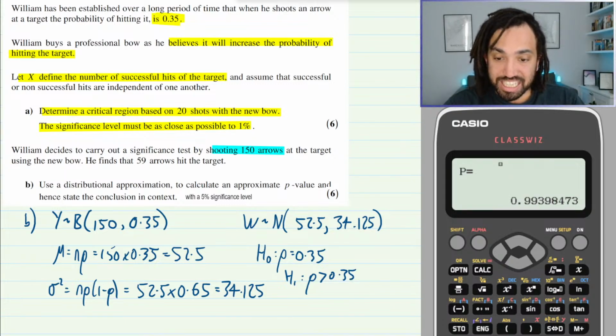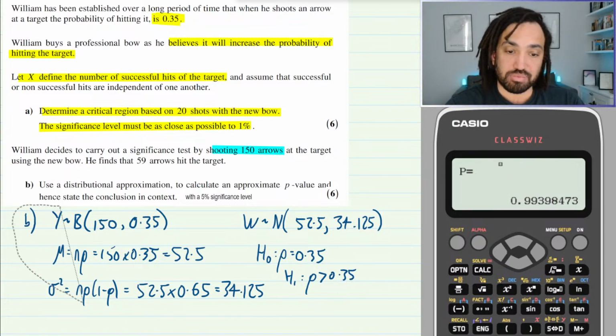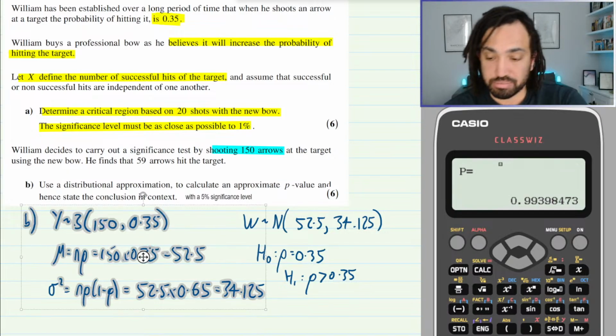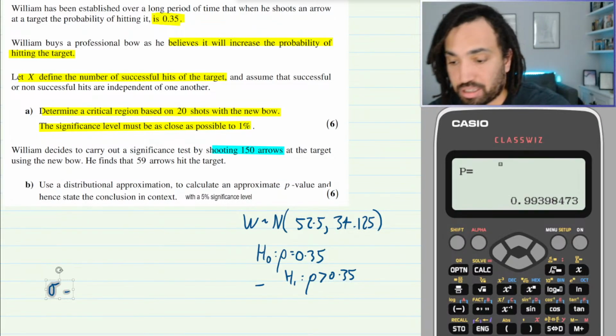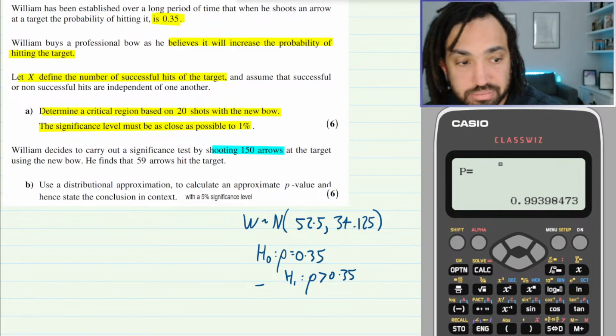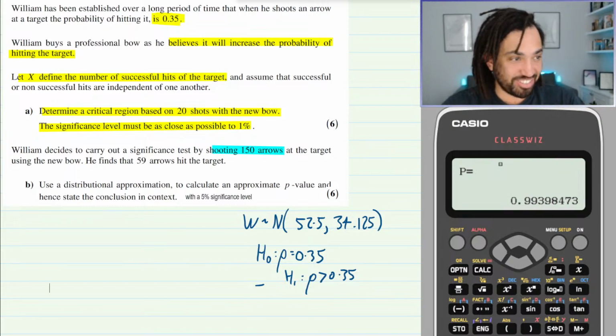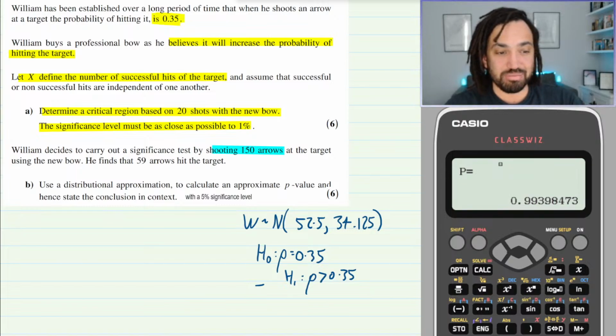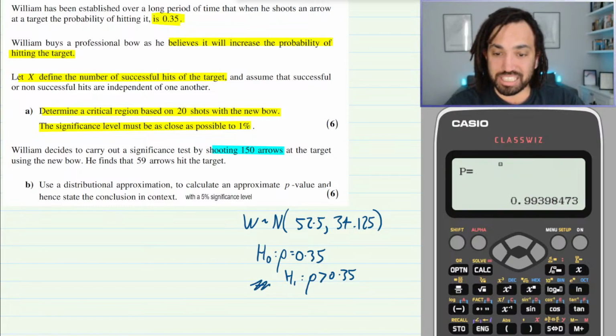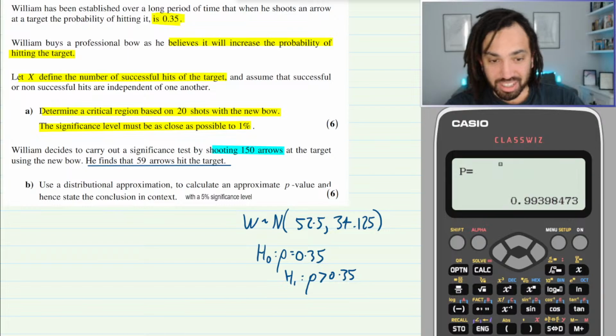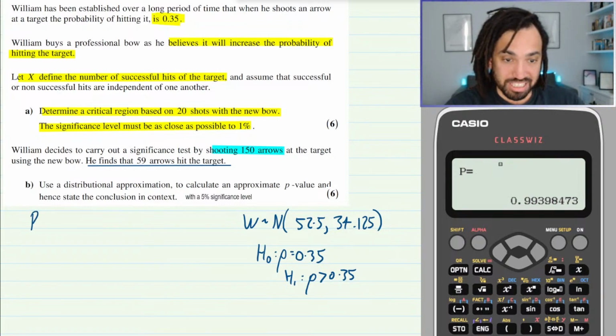What is the probability that I need to find? Can you do that continuity correction? Can you do it, guys? What is that probability that we need to find? Because he hits 59 arrows. So I need the probability that X is greater than or equal to 59.